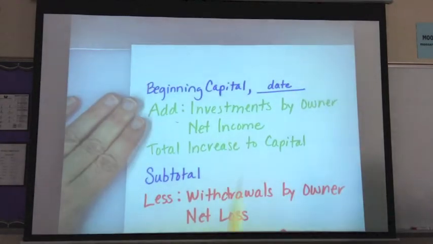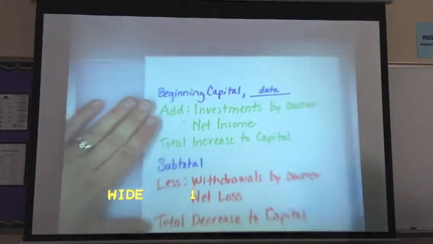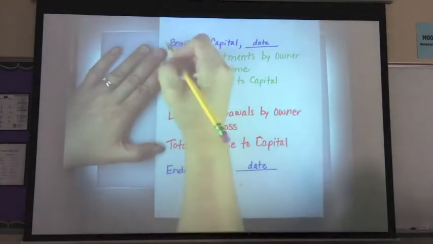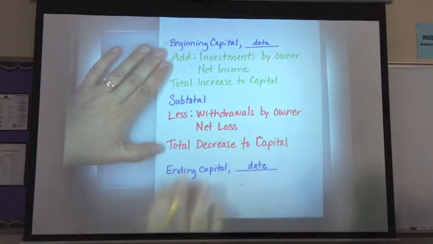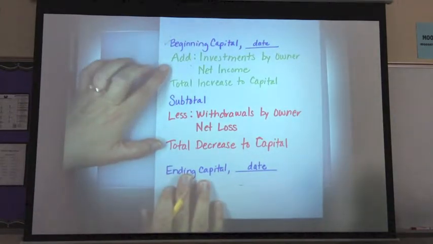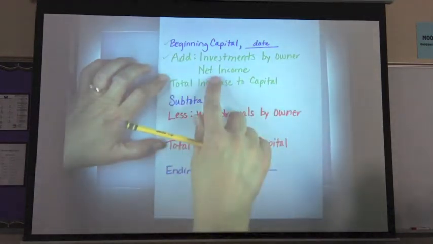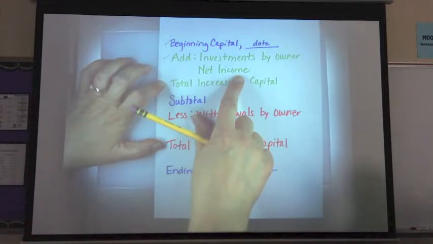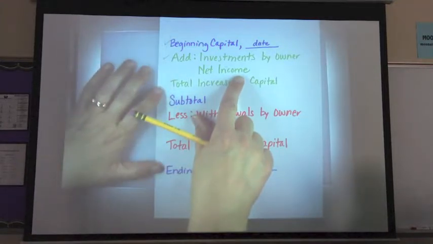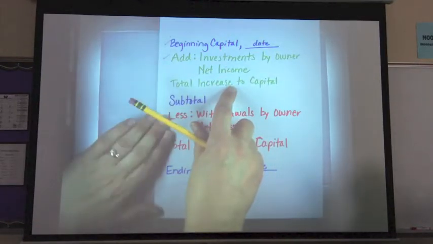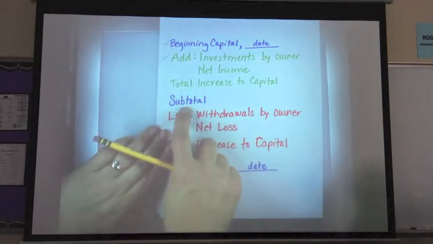How many of you thought we needed beginning capital? Yep. Do we need investments by owner? Yes. Do we need net income? No, because our expenses were bigger than our revenue. If I only have investments by owner, do I need total decrease to capital? No. How about subtotal? Yep.